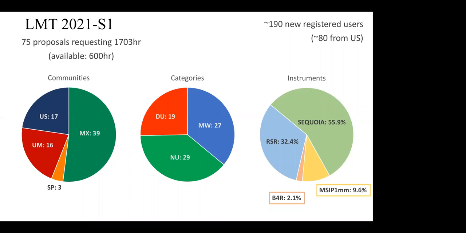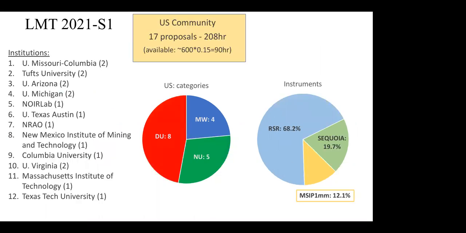We received 75 proposals from the US and Mexican community. We offered 600 hours of available time, and the request was actually 1,700 hours. So oversubscription was almost around 3. The US community proposed about 1/4 of the time, and there's a breakdown of the US community proposals coming from 12 different institutions. Total available time for the US community was about 90 hours. The total request from the 17 proposals was about 200 hours.